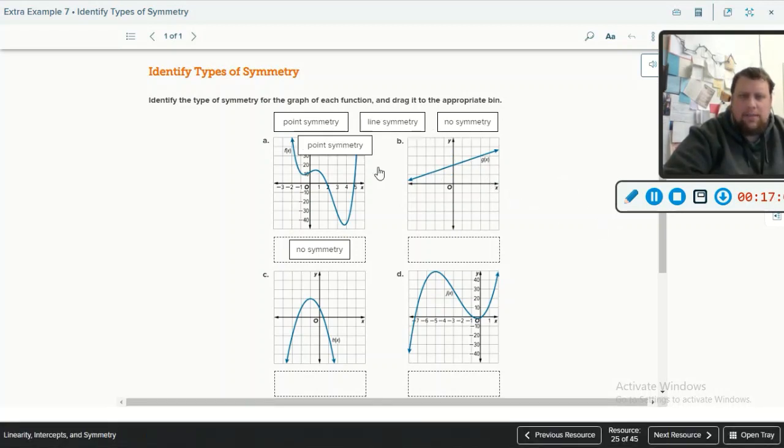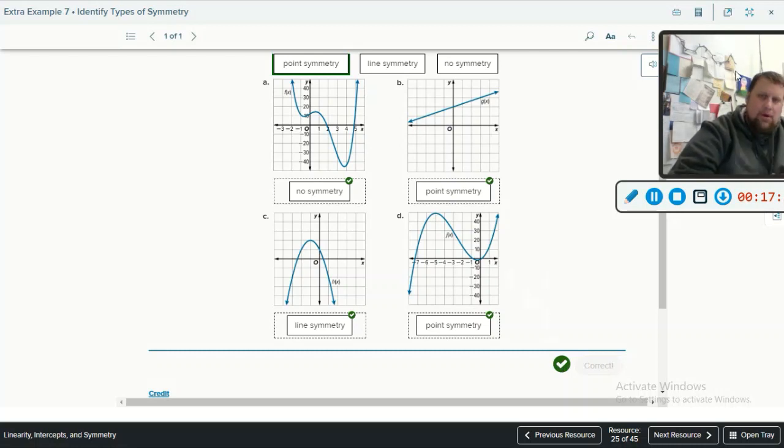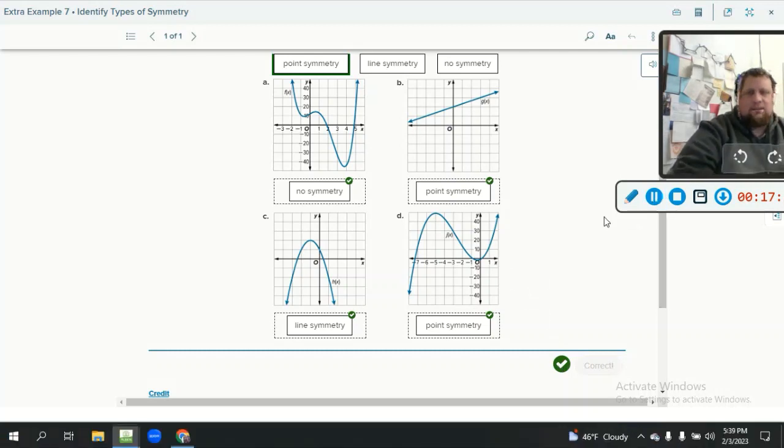This has point symmetry. This one right here, I could put a line straight down the middle, down the vertex right there, and it would map onto itself. This has line symmetry. This is a parabola. Here's a cubic function. Notice I could put a point about right here, and it would map right over onto itself, or map this way onto itself. This has point symmetry. Let's check our answer. Boom, we got it.